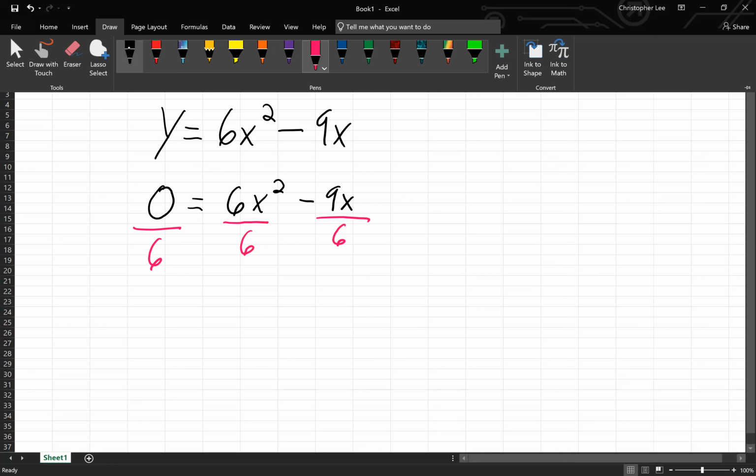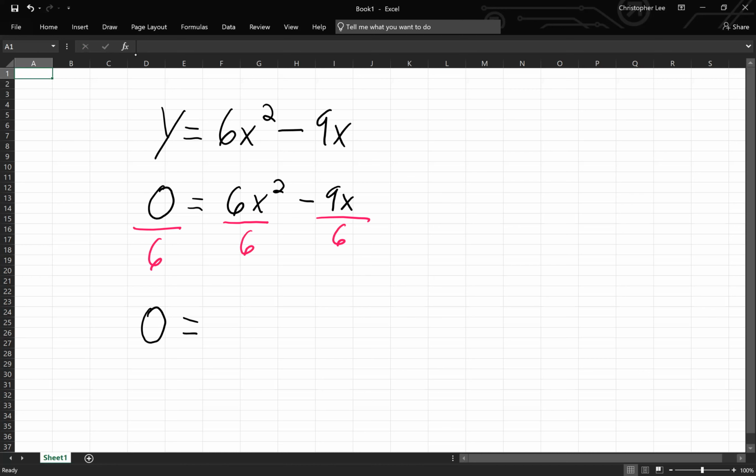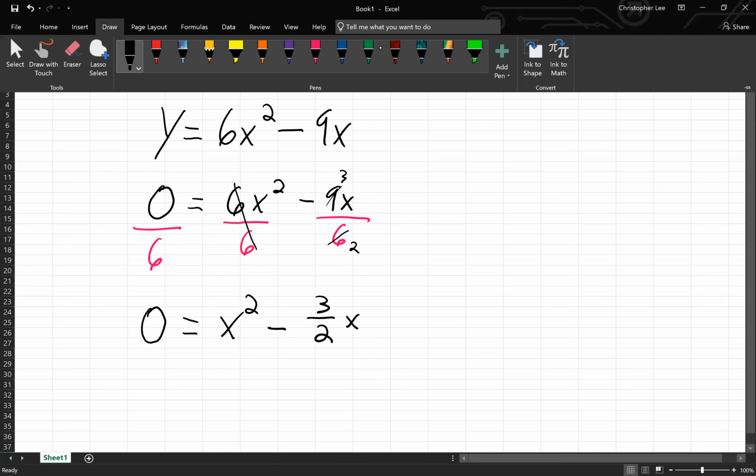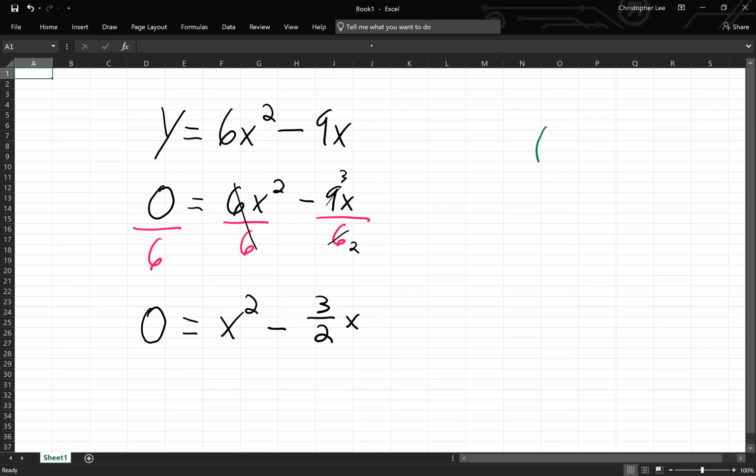So now, when I do that, let's look at what I have. I have 0 is equal to, these cancel out, x squared minus, and I can reduce this. 3 goes into 9 3 times, and 3 goes into 6 2 times. So 3 over 2x, right? Now that I have that, let's go straight to my formula. What's the formula again? Negative b over 2a squared. Exactly, over 2a squared. Very good.